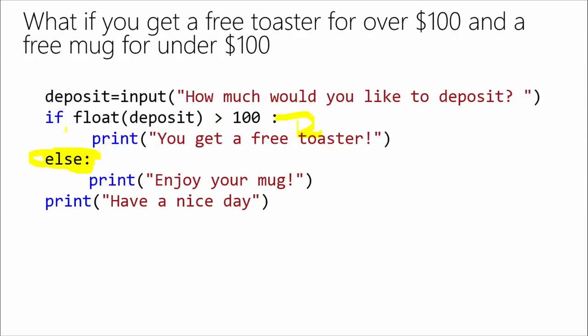If it is not over $100, if that statement is not true, then it jumps down and runs the code in the else statement. And it's important that the code inside the else statement is also indented so it knows what is the code to execute when the condition is not true. So now I have a one or the other type situation. It will either give me a free toaster or give me a free mug, but I'm getting something either way, no matter what I deposit now.